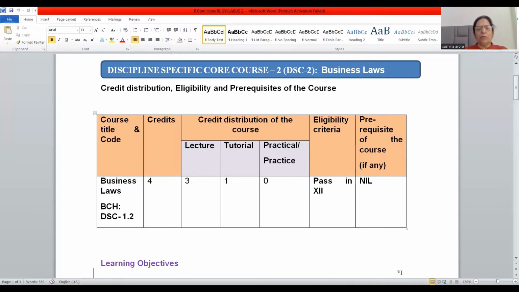Just a small group, consisting of 8 to 10 students or maybe 15 students, they meet the teacher and always ask their queries, which are answered by the teacher. And there's no practical component in this business laws paper.